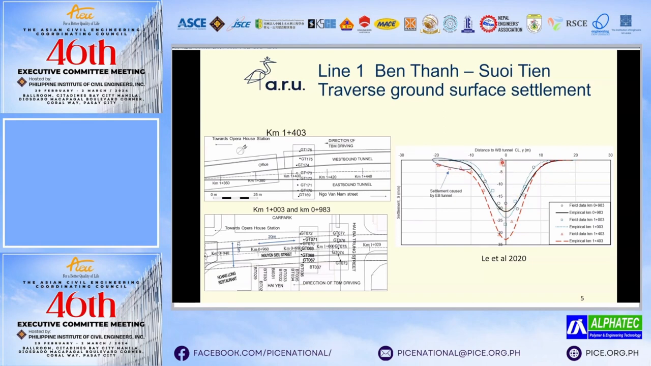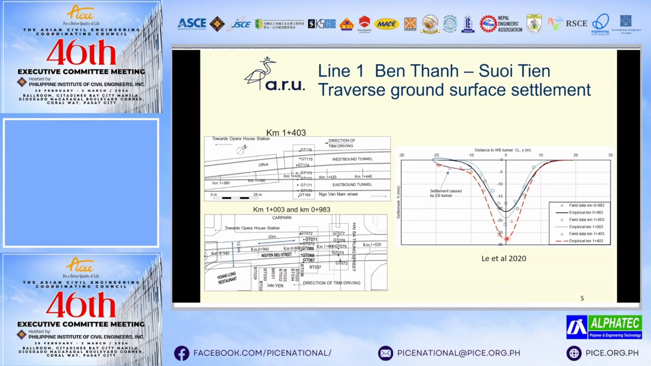from the tunnel center line. So with that information, the magnitude and the extent of the ground surface settlement induced by tunneling, the authority, the project owner, can have a better plan for the land clearance, reinforcement measures if they need to, and so on.